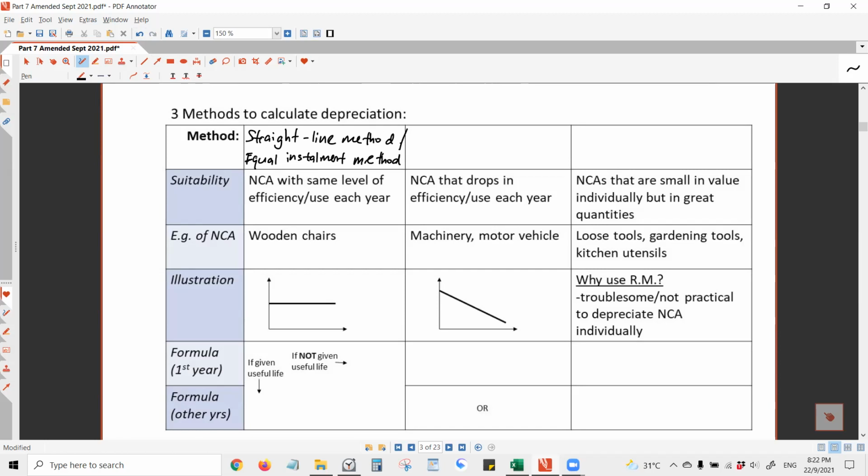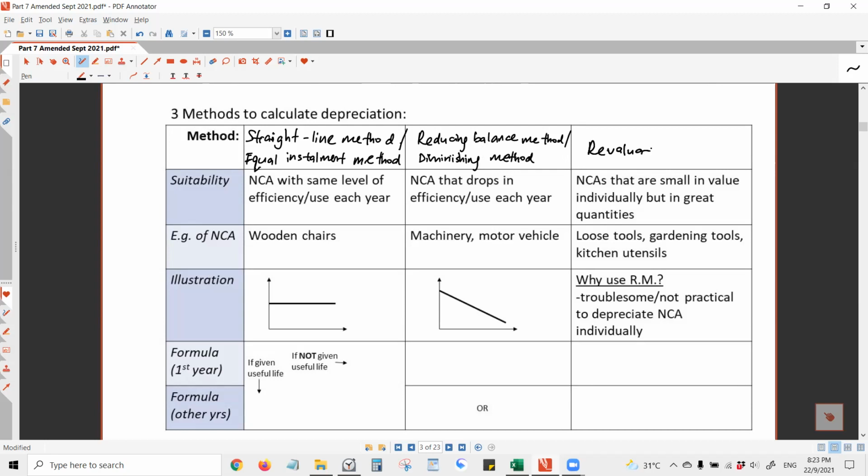Next column, you write the synonym, which is diminishing method. Okay, diminishing method. For those of you who have learned this topic with your school, then this term should not sound strange to you. You should have been introduced to these terms: straight line method, reducing balance method.